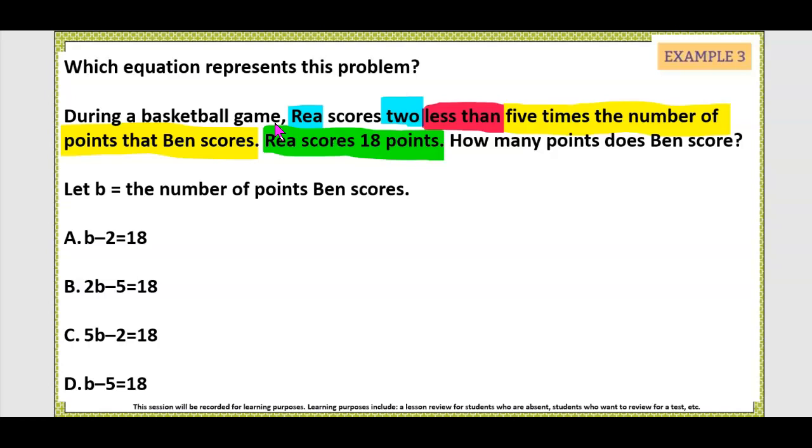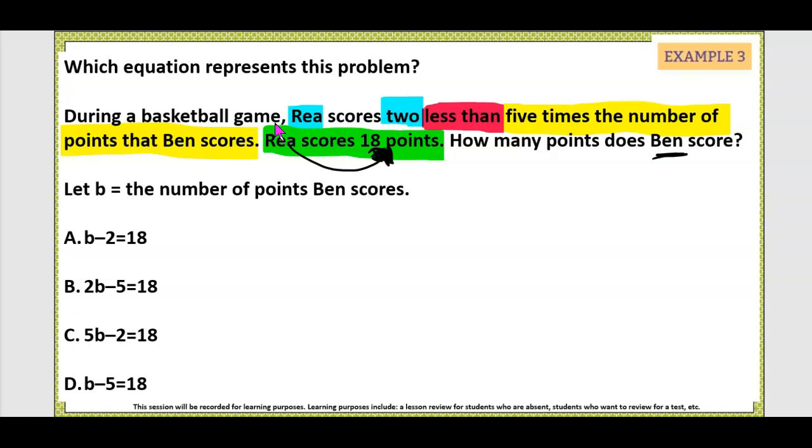So, color coding here in the basketball game. Ray scored 2 less than 5 times the number of points that Ben scored. Wow, we're getting really crazy here. That's 18. So we know how much Ray scored. We just found out how many did Ben score. Ray was 18. How much did Ben score based on the information we have? It's like a mystery. We're going to put together the clues.